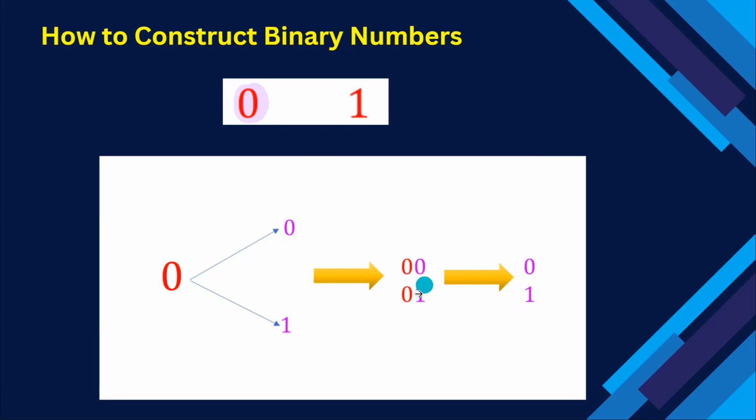Now, what does this actually mean? No matter how many zeros you put before the zero, like 0, 0, 0, 0, 0, it's just equal to 0, right? And no matter how many zeros you put before this digit 1 here, it's just going to be equal to 1.